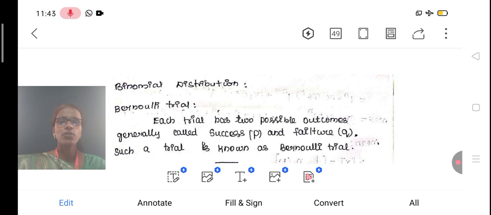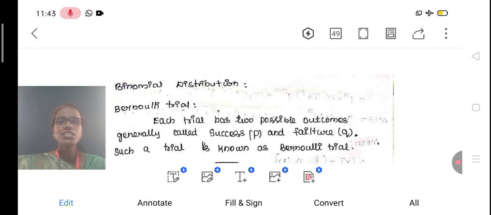In today's class, we are going to have standard distributions. There are two types of distributions. The first one is discrete and the second one is continuous. Under discrete distributions, we are going to have two distributions: the first one is binomial and the second one is Poisson.